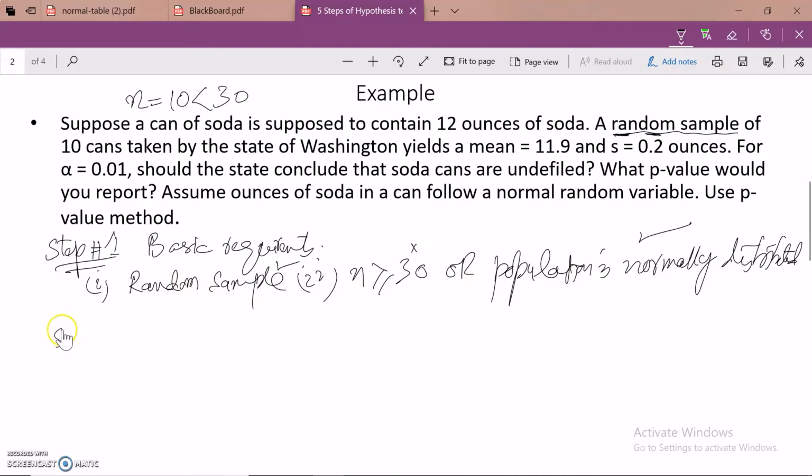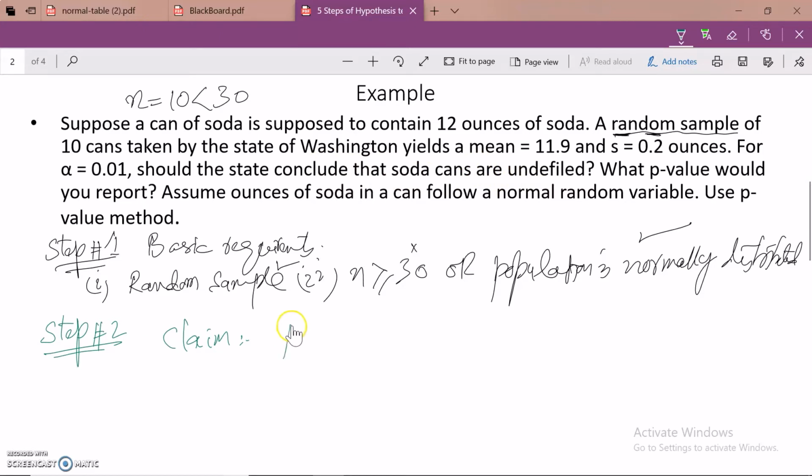Now we move to step number 2. So let's write step number 2. What is step number 2? In step number 2, we decide the null hypothesis, the alternative hypothesis, the type of test, and the significance level. So what is the claim? Let's write the claim. The claim is the state thinks that these cans are underfilled.